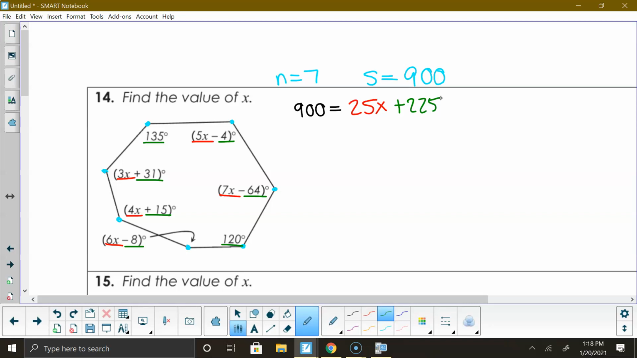So instead of writing this massive string of 900 equals 135 plus 5x minus 4 plus 7x minus 64, and then you start crying when you hit the third or fourth one, like, oh my god, I gotta combine all this. Everybody panics when they get this long list, but if you start here, because you know you gotta combine like terms, it ain't so bad.